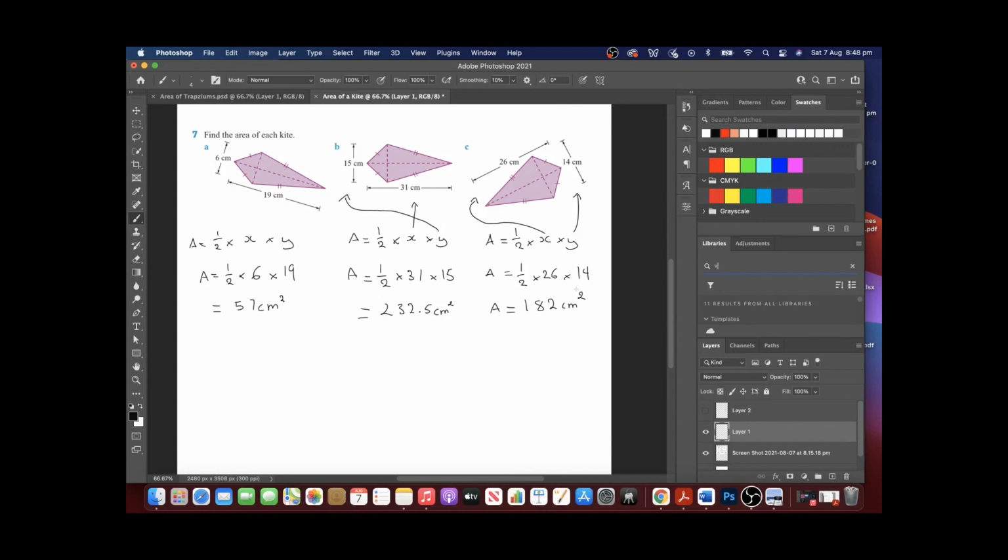So if you remember the formula, and remember that it is basically just half of the product of the diagonals, you should be able to solve for any manner of kite that comes your way.